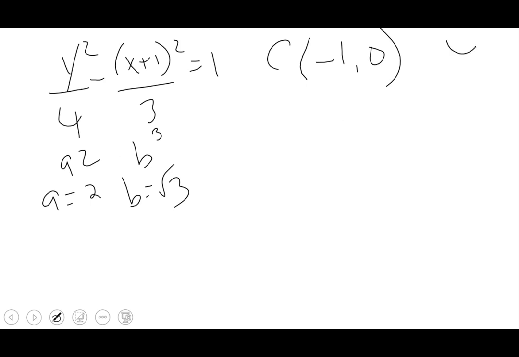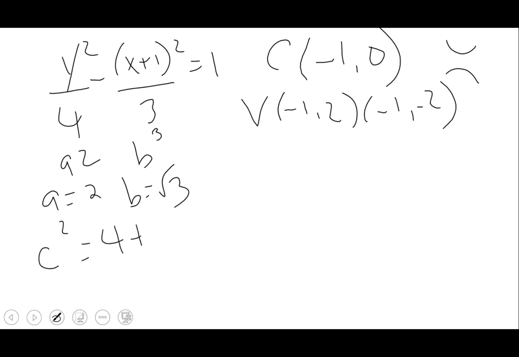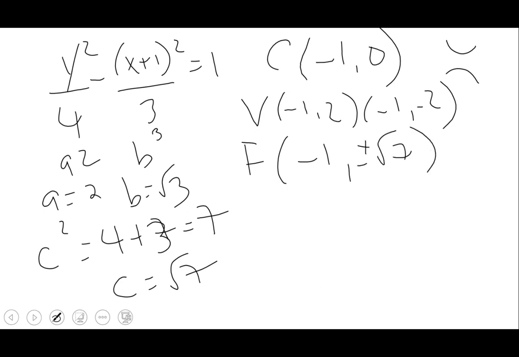So the center is negative 1, 0. And again, we already said that because of the fact that the y is positive, we know that it's opening up and down, which means that the vertices have to be 2 units above and below the center. So negative 1, 2, negative 1, negative 2. c squared is equal to a squared plus b squared. Oops, that's a 3. So that gives me an answer of 7, which means that c is equal to the square root of 7. So the foci are going to be negative 1 and then plus or minus the square root of 7. And again, use the plus or minus if you would like.